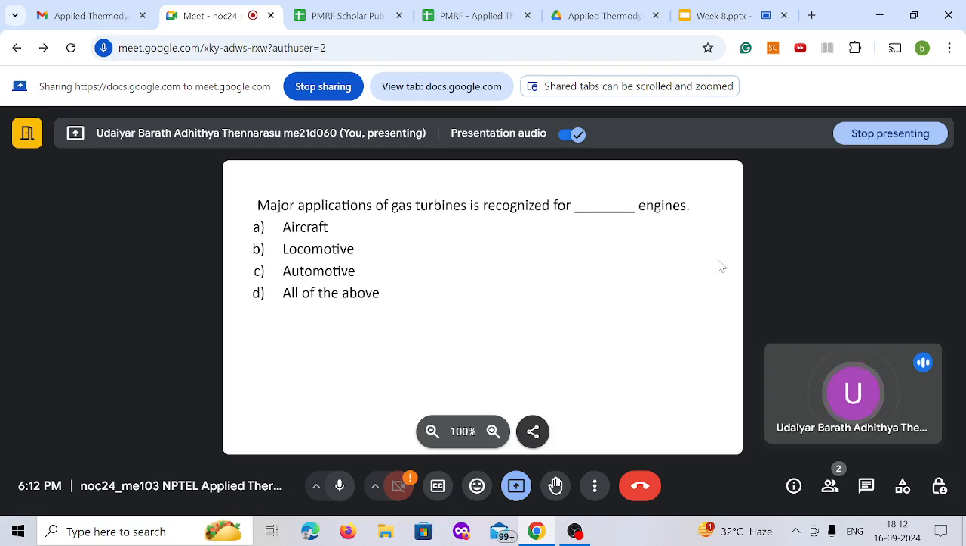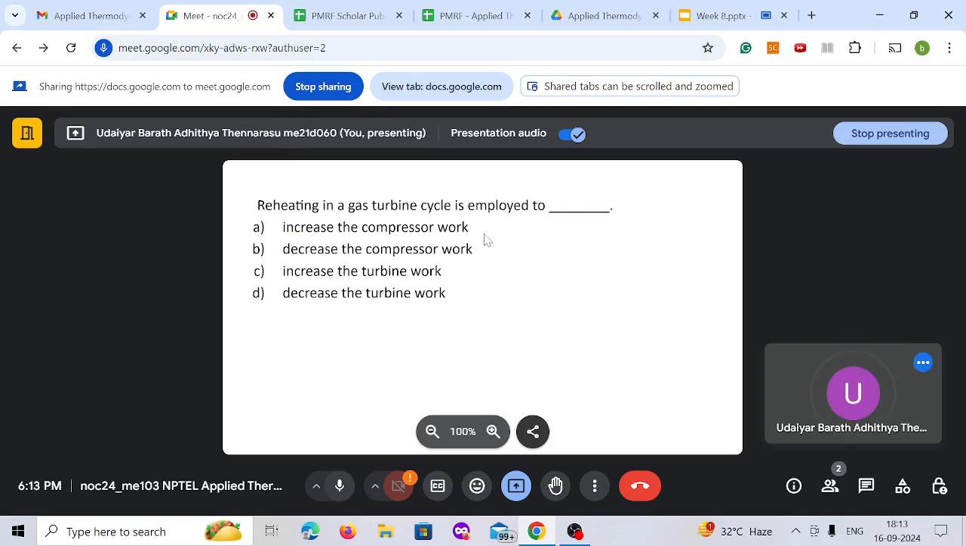So this is a simpler one, which I have already told, where the Brayton cycle is used. It's used in aircraft. Locomotives, your railways, use diesel or electrics. And then in automotives, we know we are using the diesel cycle and Otto cycle, and nowadays mostly it's all electric. But in automotive we are using diesel or Otto cycle. So the answer is option A, aircrafts.